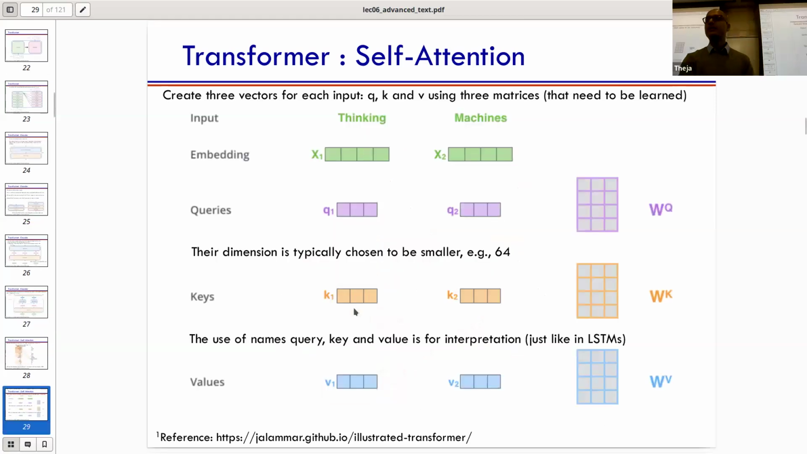So let's actually now come back to the thinking machines illustration. What we're going to do is see how this influence happens. This attention mechanism computation is going to be very similar to the encoder-decoder attention mechanism that we saw a few minutes ago.